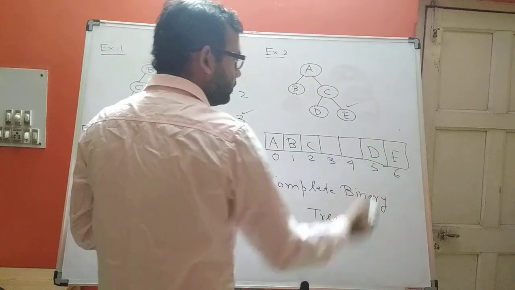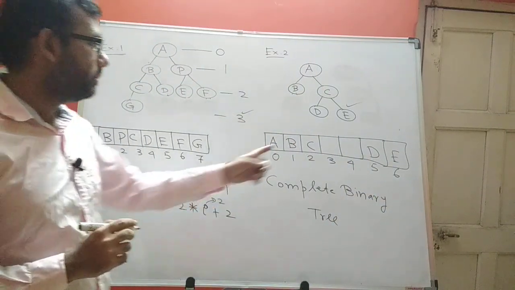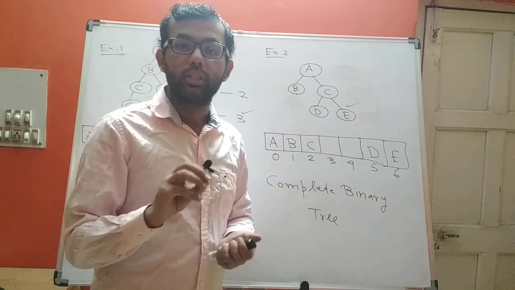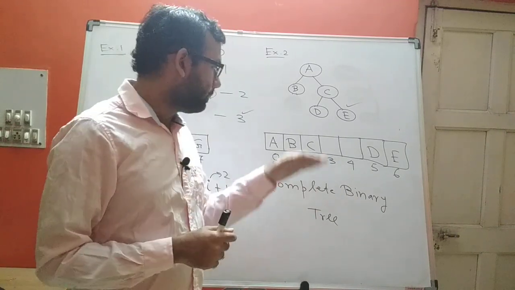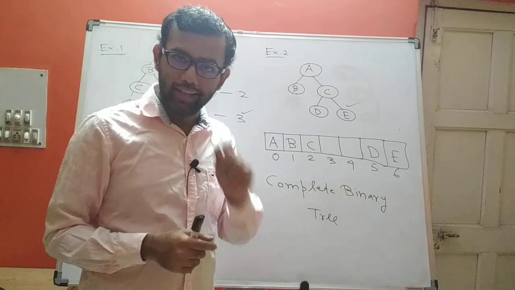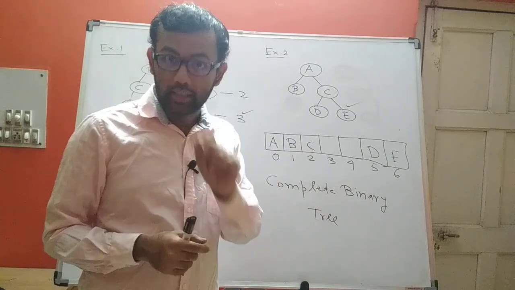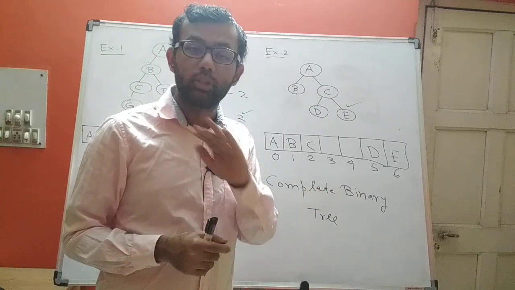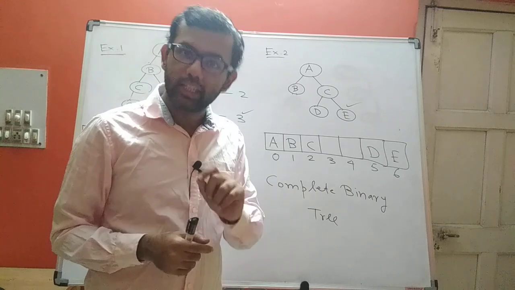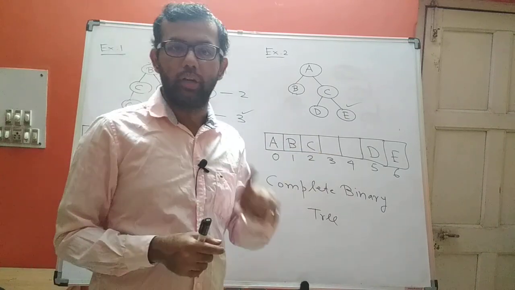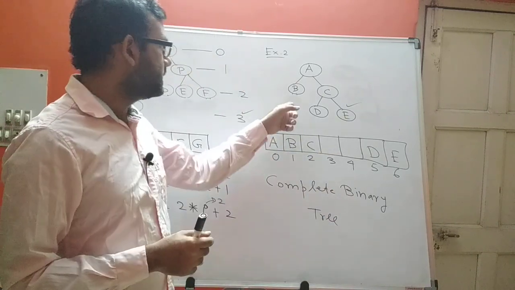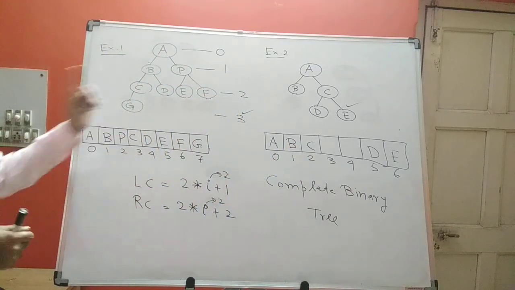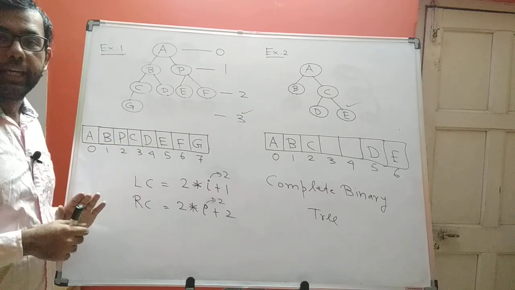Now see, these 2 positions have not been filled up. They have been skipped. This is the disadvantage of representing a binary tree which is not complete. If you represent a binary tree which is not a complete binary tree using an array, then there will be gaps in your array, like you see in this case. This is not a complete binary tree, that's why you find gaps. This is a complete binary tree, as you can see. That's why there are no gaps in my array.